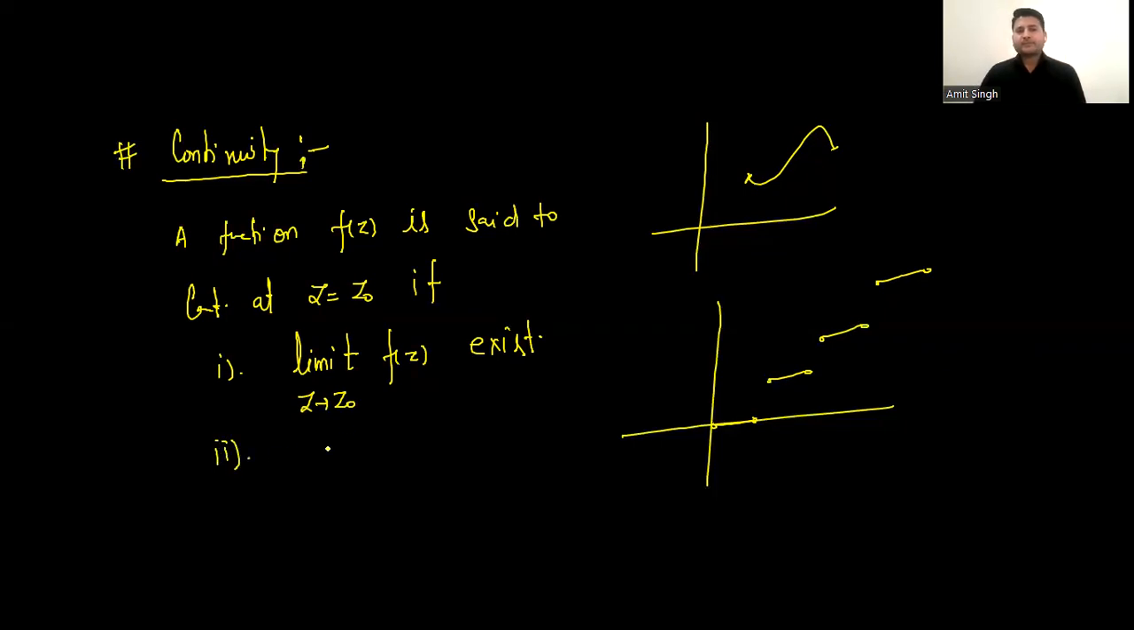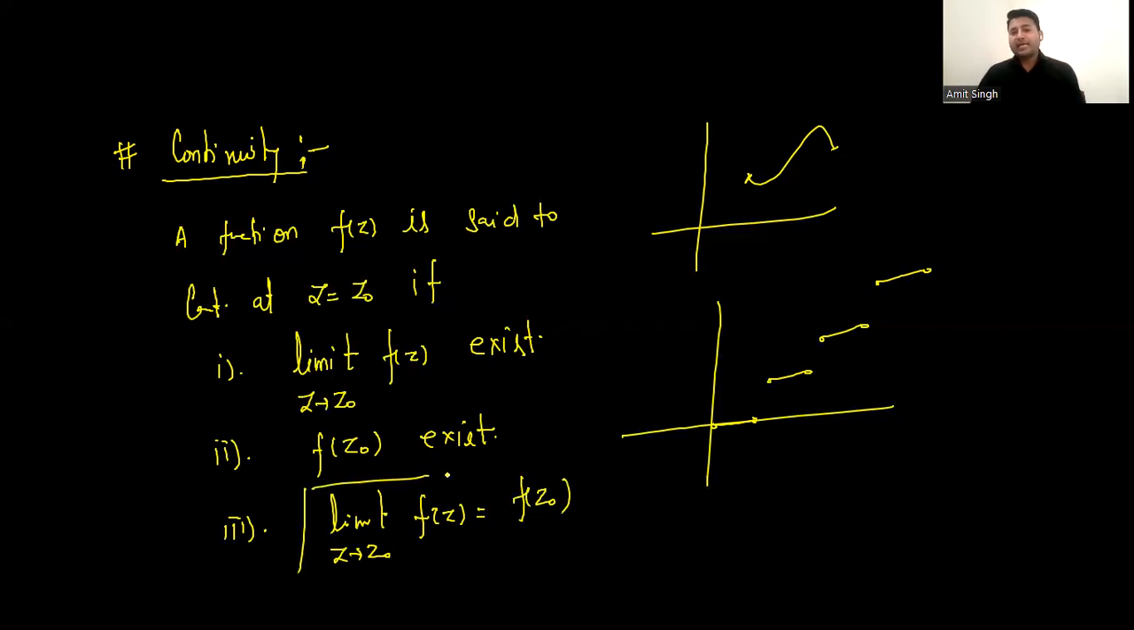Second thing, the value of the function at z0 must exist. The limit exists and the value of the function at z0 exists. And finally, the limiting value of f(z) must be equal to the functional value of f(z) at the point z0. If this is the case, we will call the function continuous at the point z equals z0.